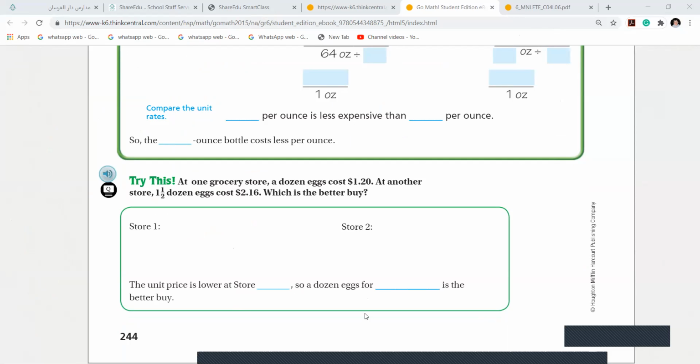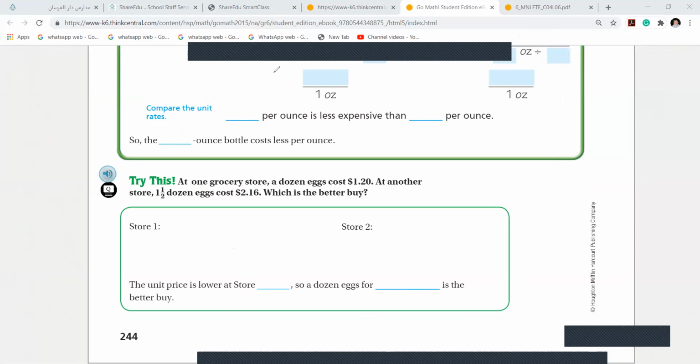Let me quickly do this for you and then go to the next page. We have a lot, girls, actually, and we have less time. I cannot even rush through these problems. They have to be done very carefully and slowly.